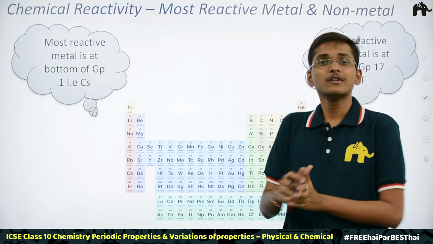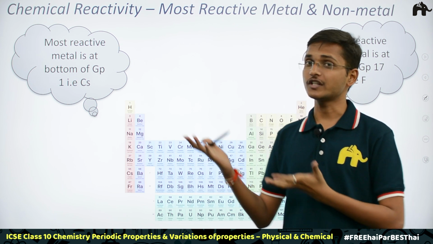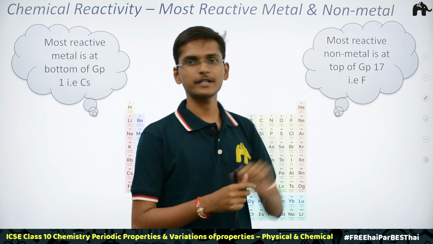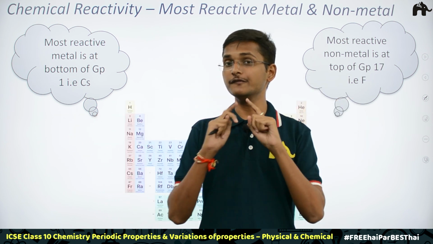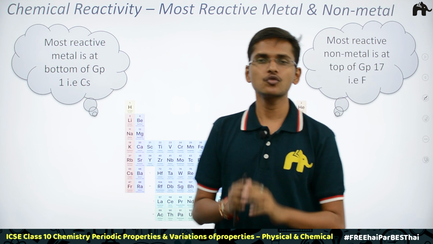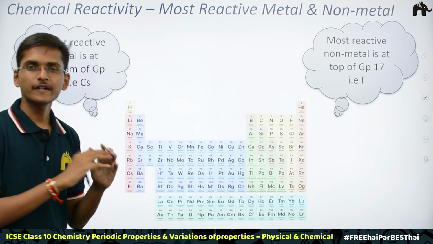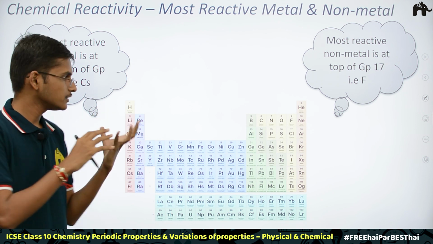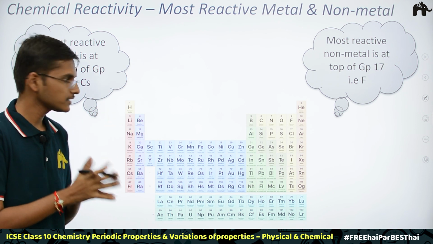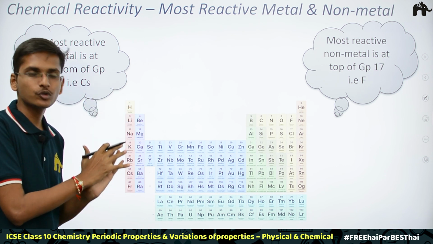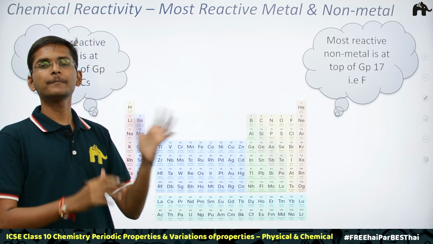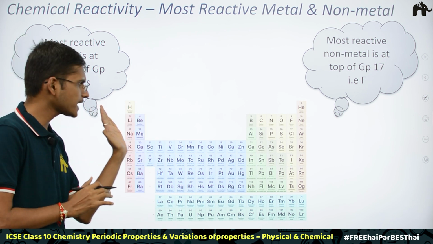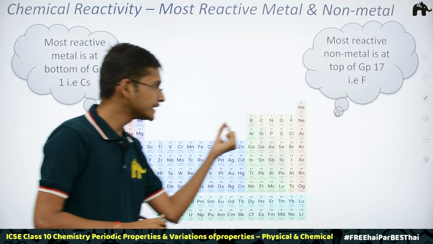Okay students, so now let's try to find out the most reactive metal in the periodic table and the most reactive non-metal. The answer is in front of you, but we will find it out right now. We have just studied the trends in the reactivity across the period and down the group. So we now clearly know that the reactivity in case of a period is more at the extremes, because we just studied that reactivity goes on decreasing and then again goes on increasing.